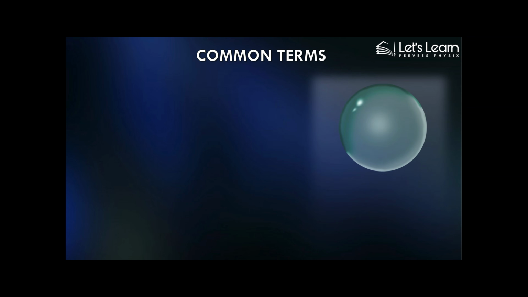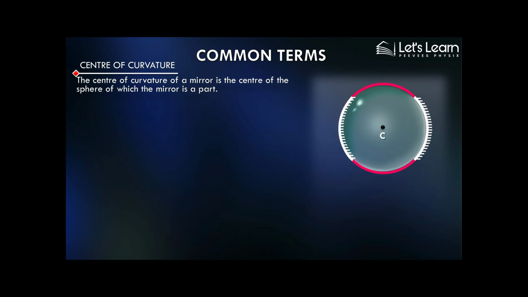We move on to some common terms which are used to specify a mirror. Look at it, it's a transparent glass sphere which is cut into two pieces. Look at this. Reflecting surface is convex, we call it a convex mirror. Reflecting surface is concave, we call it a concave mirror. The center of the sphere, we call it the center of curvature. So what is the center of curvature? It is the center of the sphere from which the mirror is formed.